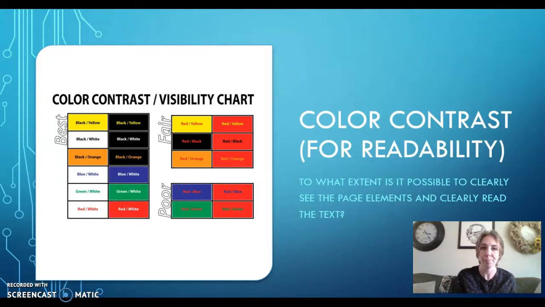There is text throughout the Hungry Planet book, and there are subtitles underneath all the images that Peter Menzel chooses to include in his book. And so he's got some color choices he makes there. The color contrast and visibility chart can be helpful as you analyze his choices in the book.